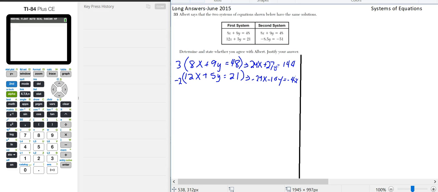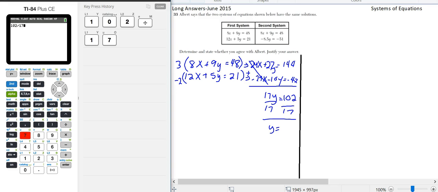Now let's add these two equations. 24x plus negative 24x, those two cancel out. 27y minus 10y is 17y. And 144 minus 42 is 102. Now we have our equation with just one variable, and we can solve it for y. Divide by 17 and divide by 17. y is equal to 102 divided by 17, which is 6. So y is equal to 6, and let's solve for x.